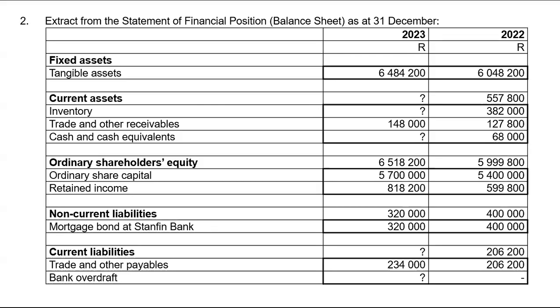And looking at your trial balance, you will notice that your ordinary share capital at the beginning of the year was 5,400,000, and at the end of the year it was 5,700,000. Note that that is the share capital that goes with the 1,350,000 shares that were issued.